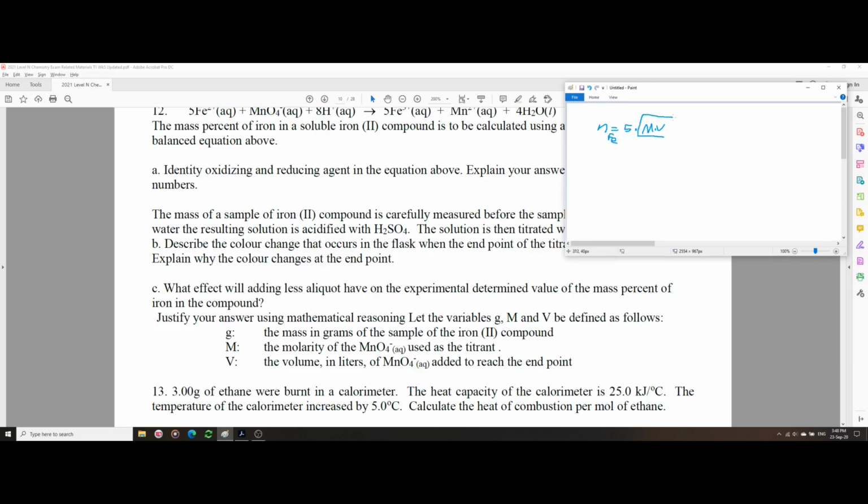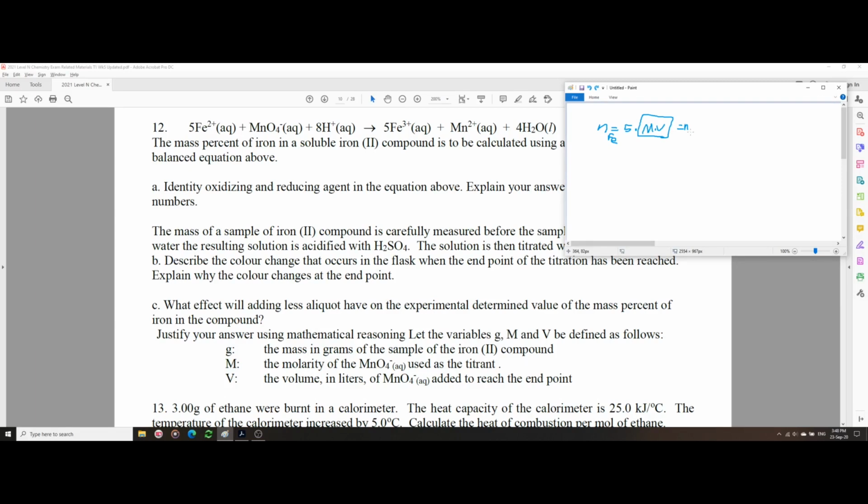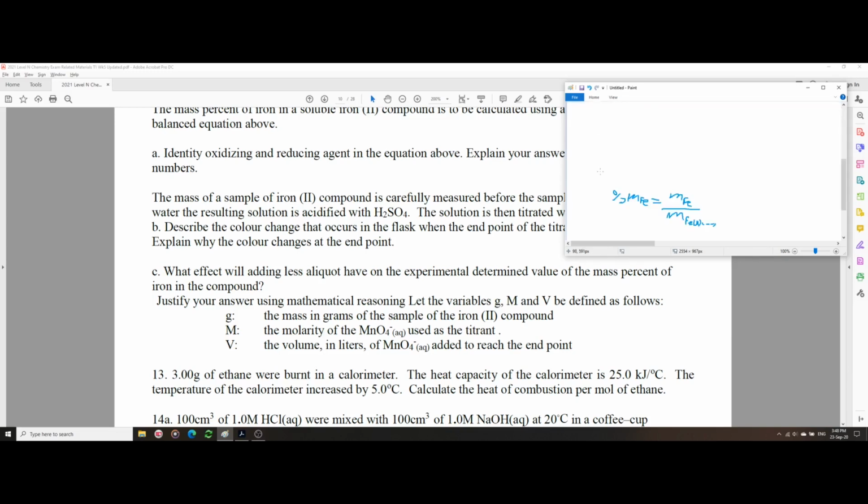This is the number of moles of the, let me just write it. Okay, number of moles of what? Of the permanganate ion, MnO4 minus. So now you have the number of moles. You want the mass of Fe to reach this.